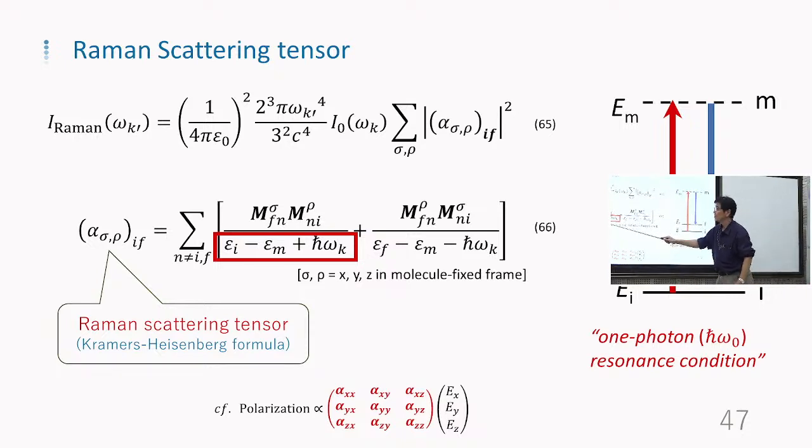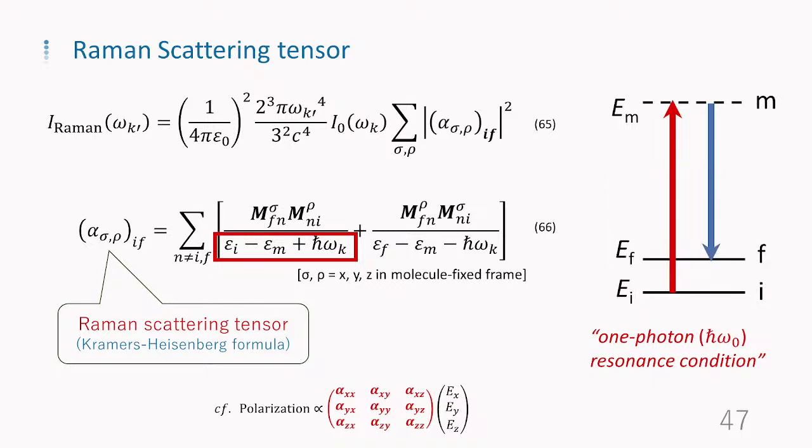Raman scattering process may be written in this way by introducing alpha. If we substitute this expression into this part, it is identical with the previous page. So by introducing alpha, we can write Raman intensity in this way. In this case, alpha, this part, is the so-called Raman scattering tensor. This is also known as the Kramers-Heisenberg formula. Okay?